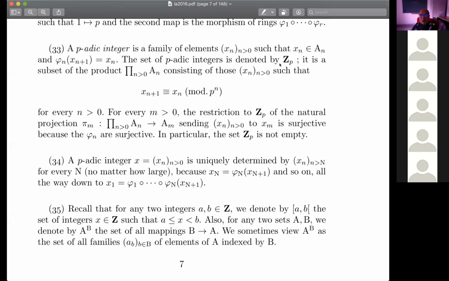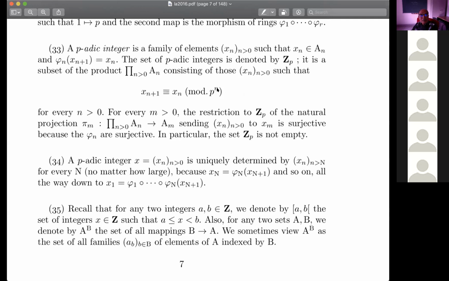So the set of all p-adic integers, p-adic numbers we will come to later, is denoted by Zp, and therefore by definition is a subset of this product of all these rings, consisting of those xn's in this product which are compatible in this sense.